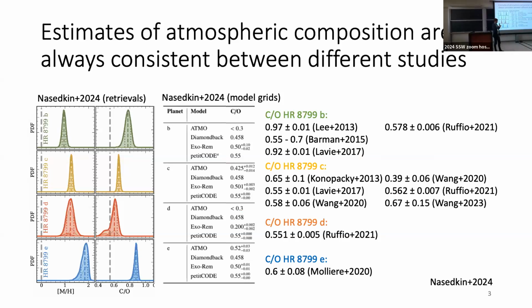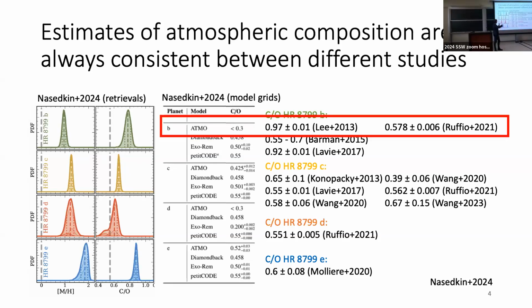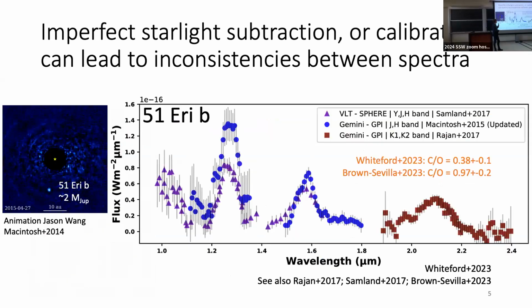This is a lot in this slide, and we're not going to go through all of it. The point is, these are all the C/O, so carbon to oxygen ratio, estimates from the literature and from Everett's paper for the HR 8799 planets, from b to e, top to bottom. I'm just going to highlight one, for example, and you can see that depending on which study you look at, which models, which data set, you might get values of the C/O that go from less than 0.3 to 1. So that's not ideal.